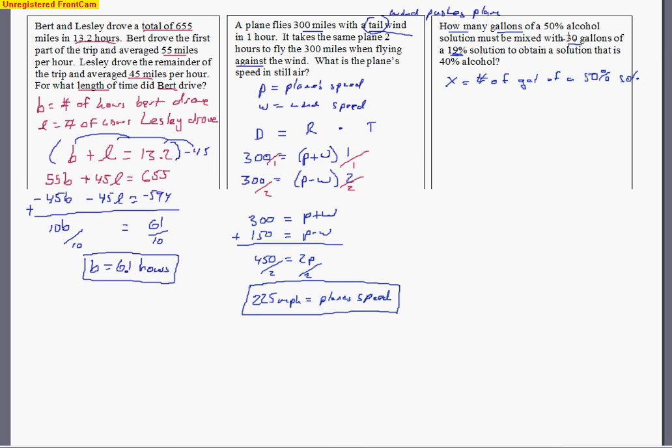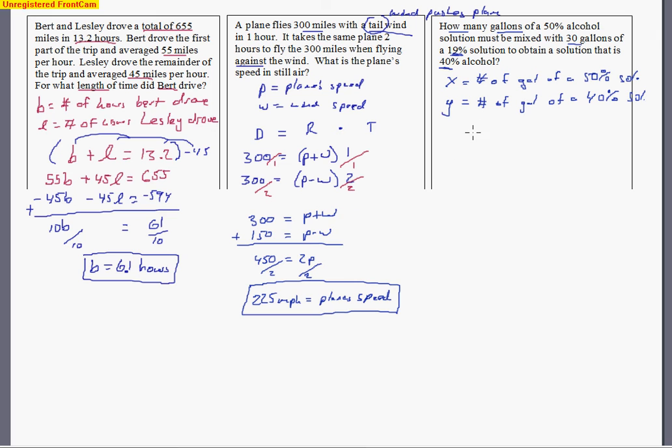Okay, they gave us that amount. We already know that's 30 gallons. But to obtain a solution that is 40%, we don't know how many gallons of the 40% we have. So let's assign that variable. So y equals the number of gallons of a 40% solution.